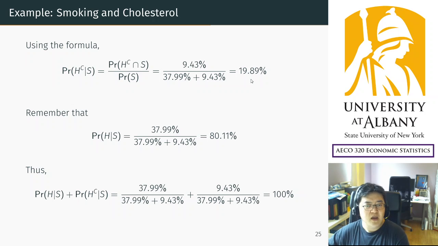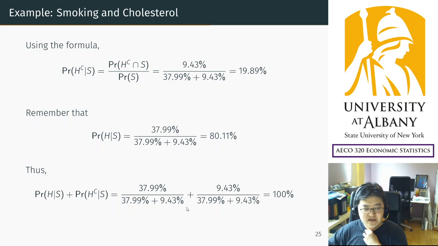19.89. And the reason why I let you do this is because I would like to compare this with this. Remember, the probability of high cholesterol among smokers was 80.11%. Do you see the relationship? And so the relationship between them is that they have the same denominators because these two have the same condition. Among smokers, high cholesterol 37% and not having a high cholesterol 9.43%.